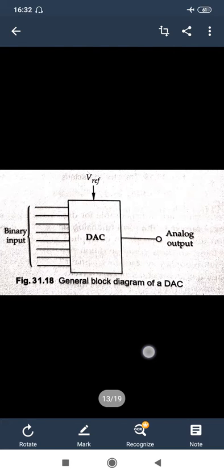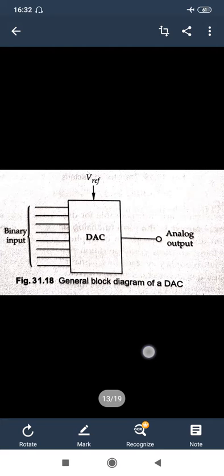to analog conversion. The input to the converter is in the form of bits, binary digits 0 and 1, or as BCD, and this is converted to a voltage or current proportional to the digital value of the input. The diagram shows the binary inputs in the form of bits 0 and 1, and with the help of some reference voltage we generate the analog output.